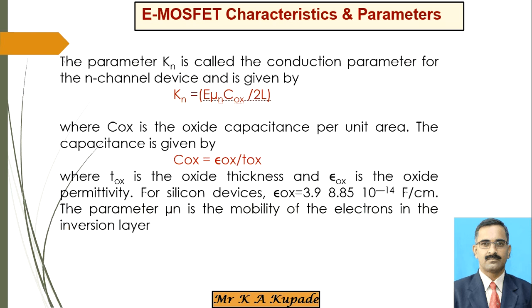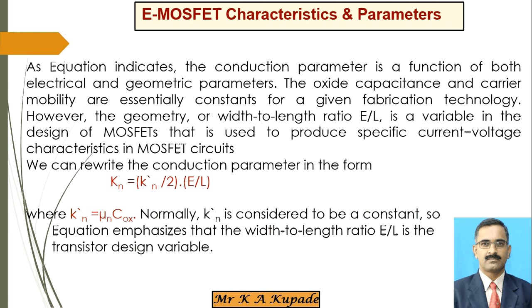So these parameters are very important, and they are called the conduction parameter. Again, the oxide capacitance is important, and the permittivity is also important, and mu n, the mobility of the electrons, is another parameter. So all these parameters are important for defining the E MOSFET characteristics.